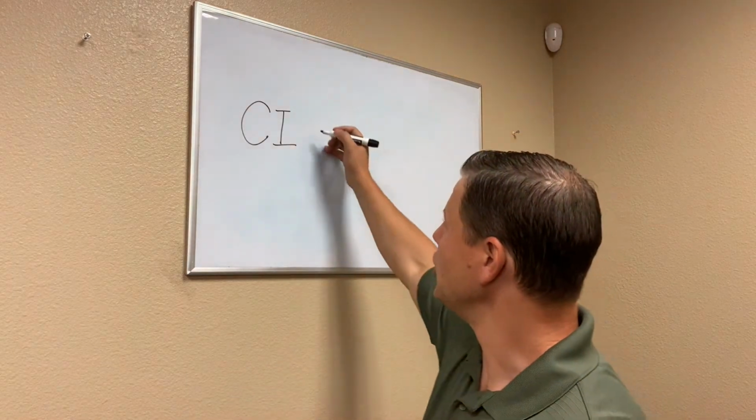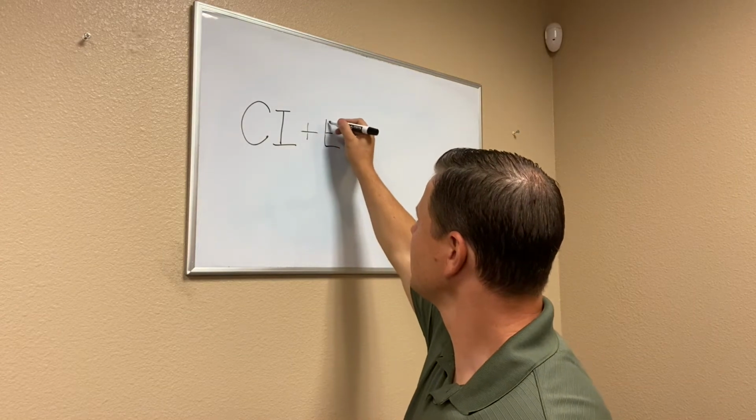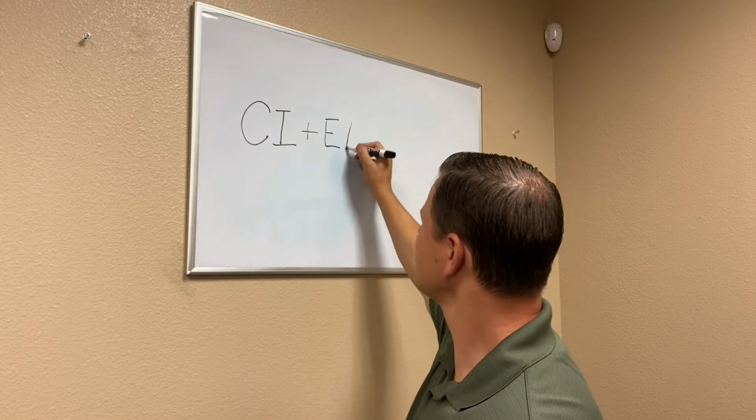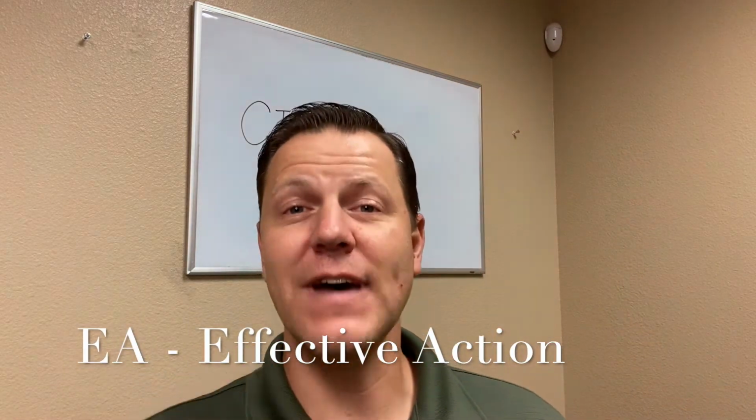Next, you want to add that correct information to EA. Well, what does EA stand for? EA stands for effective action. I can have correct information and I can take action. However, if the action I'm taking is not effective action, then I may be spending a lot of my time spinning my wheels, doing certain things that lead to very little outcome. So I need to be able to take effective action in order to be successful.